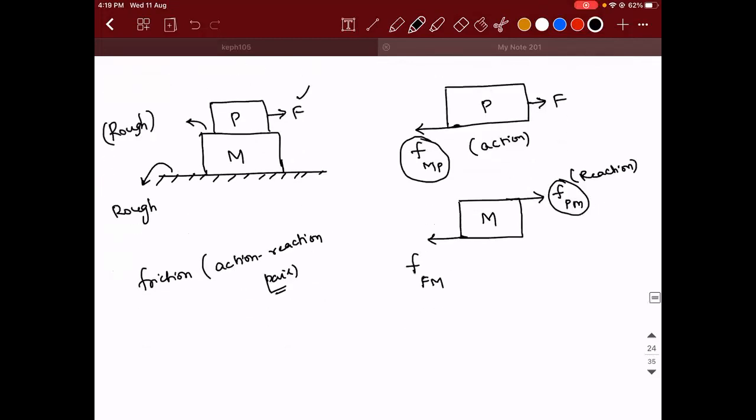See, this point you need to understand to solve problems, or else you'll just mug up the formula and write it, which is of no use. Am I clear, guys? Am I clear with this point?